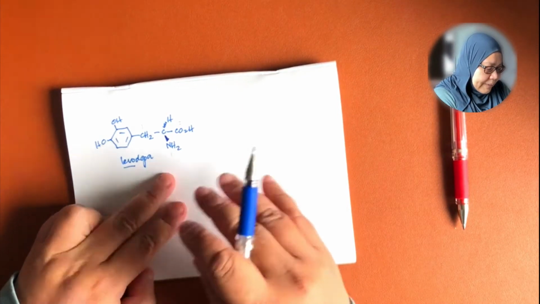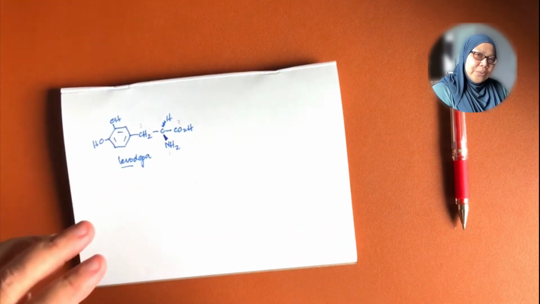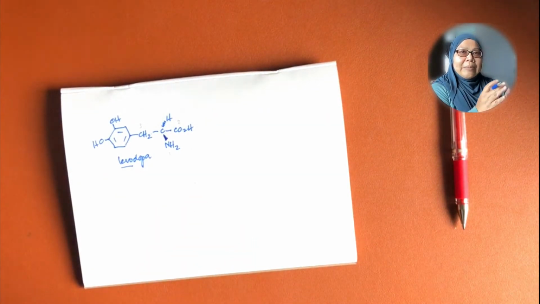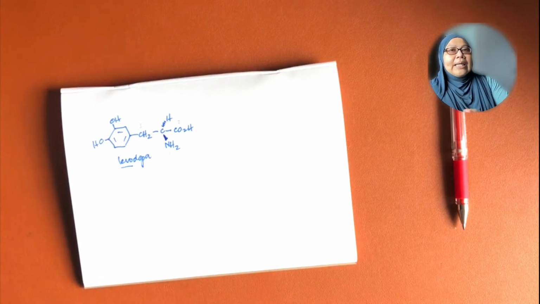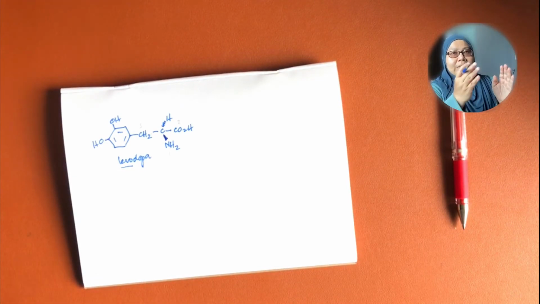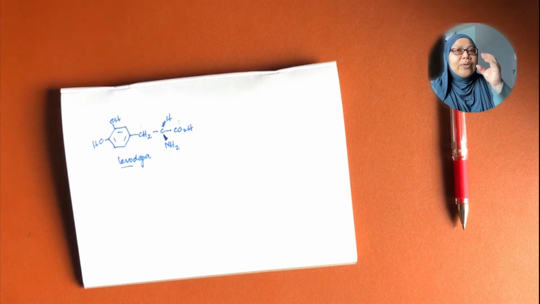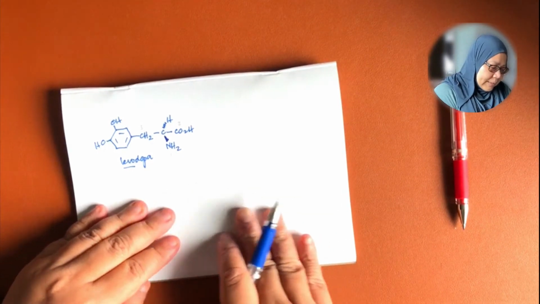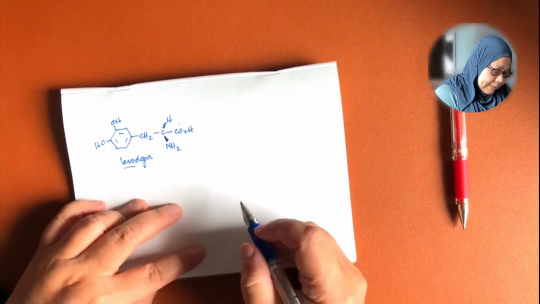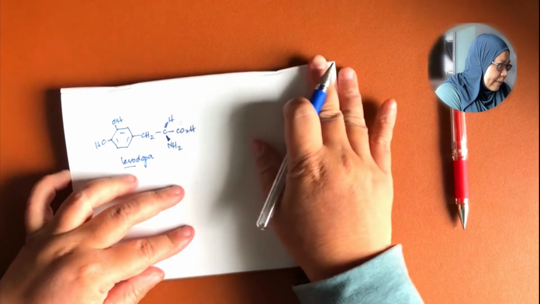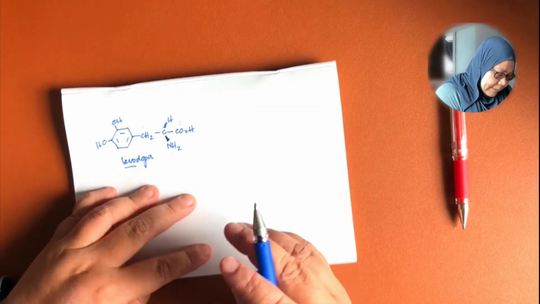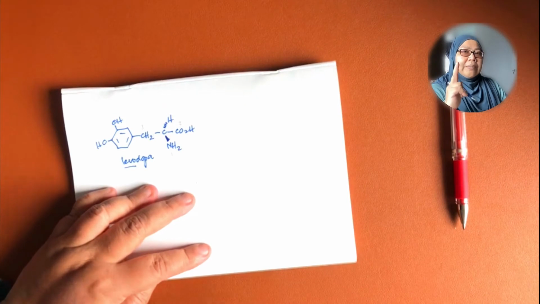So we're going to do it slightly backward. Instead of me showing step by step from start to end, I'm going to start from the bottom. We know what we want to synthesize. We want to synthesize levodopa. So we're going to start with the starting material from the bottom here, this tyrosine. It is going to be a two-step reaction.